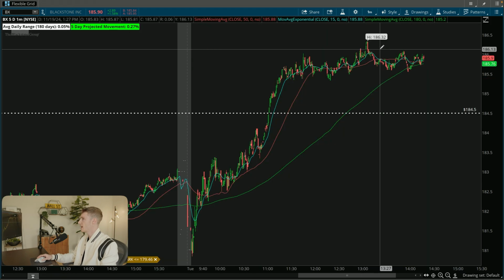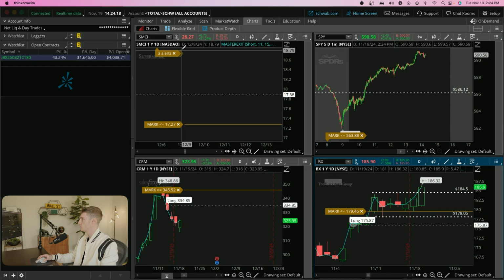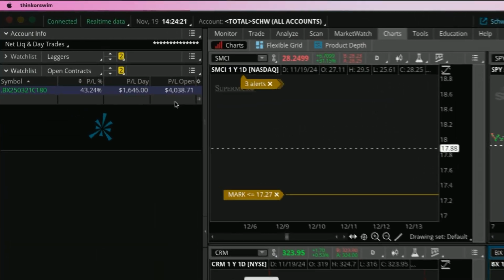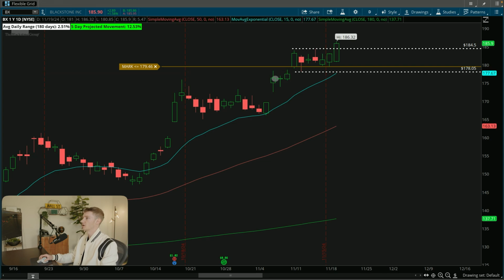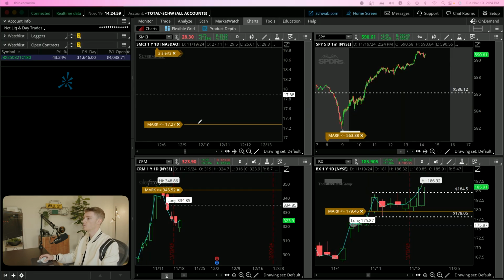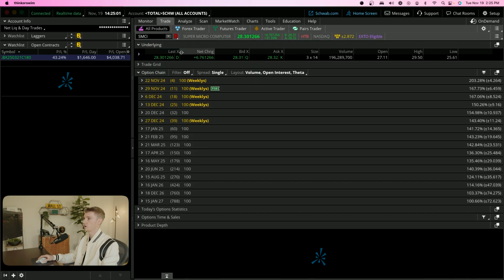Now, we are going to go ahead and lock in profit live. I'm going to do this in front of all of you. As you can see, I'm currently up $4,038 on this trade. Knowing that, I'm going to look to lock in about 44% profit. We'll send this order through and secure these gains.